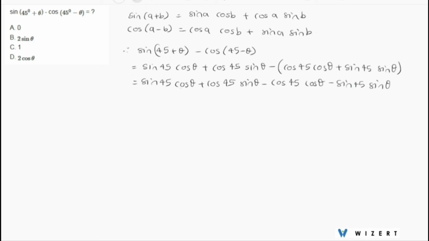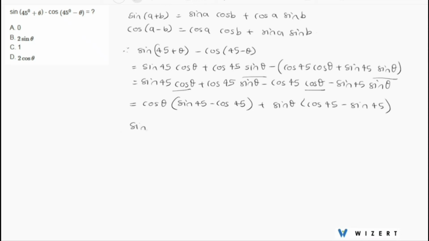Now let's take the terms of cos theta together and sin theta together. So we can take cos theta common out of them and sin theta common out of these two. So we get cos theta common, sin 45 minus cos 45, and then plus sin theta common, cos 45 minus sin 45.